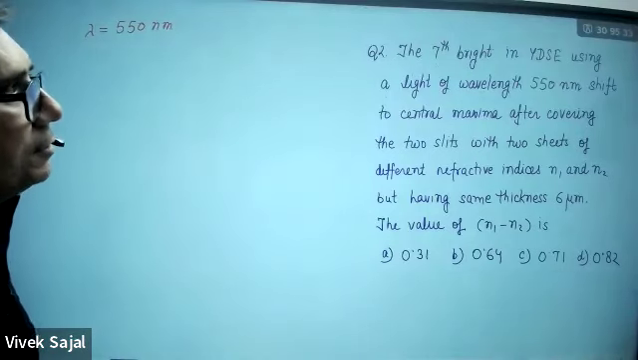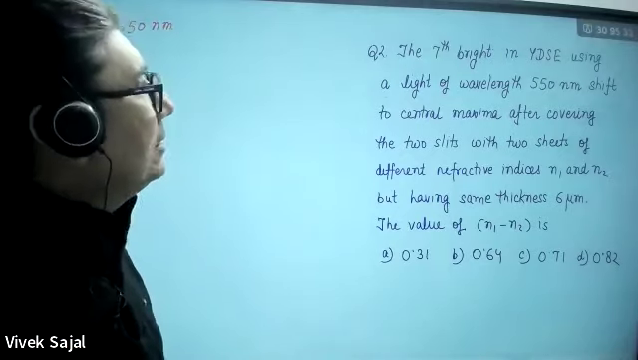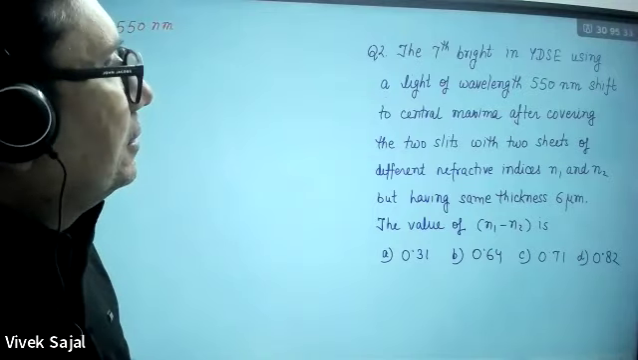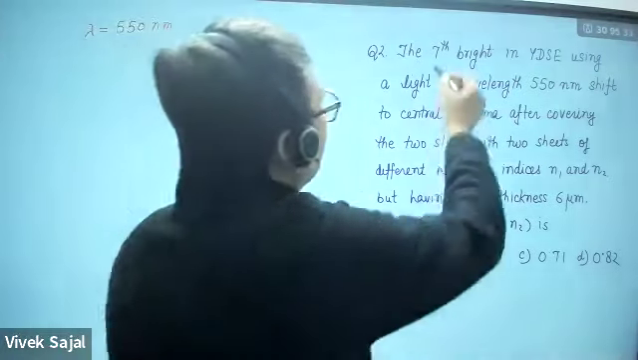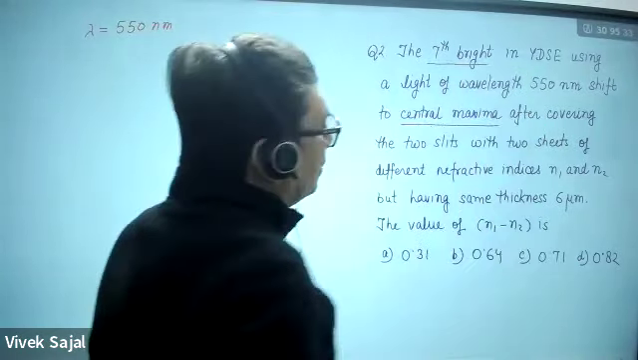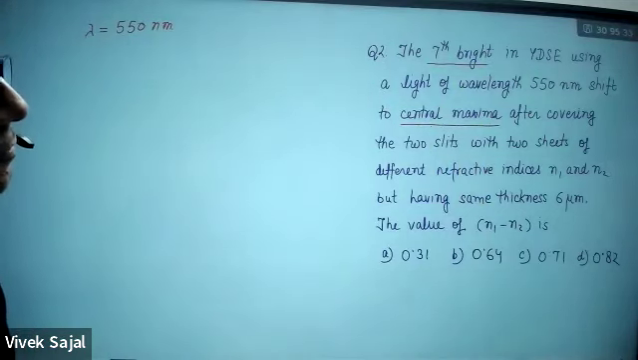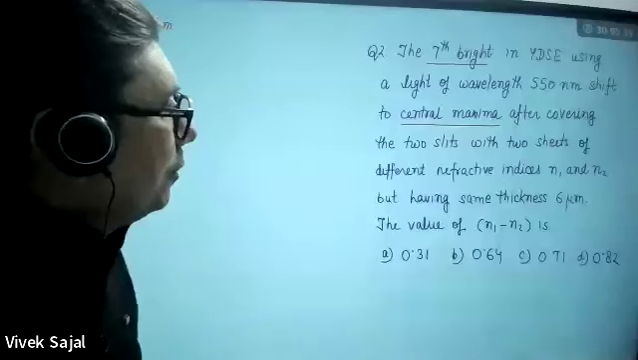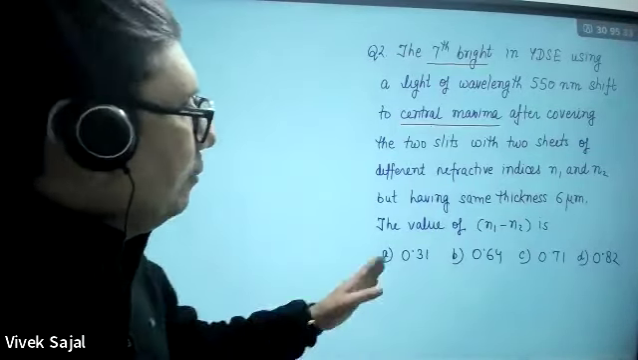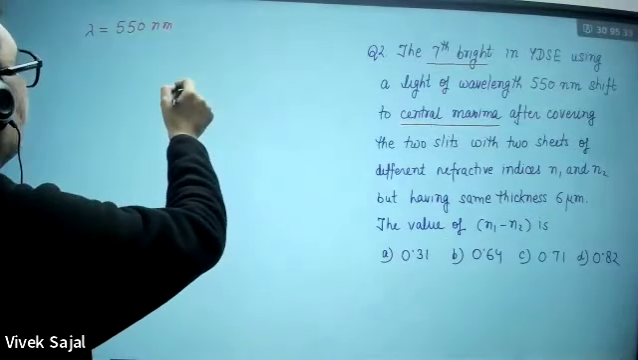N1 and N2. Okay, so what they are saying is that the seventh bright fringe in the YDSE experiment is shifted to the position of the central maxima. This seventh bright fringe is shifted to the position of the central maxima after covering the two slits with two sheets of different refractive indices N1 and N2, but having the same thickness, 6 micrometer. You have to find out the value of N1 minus N2.